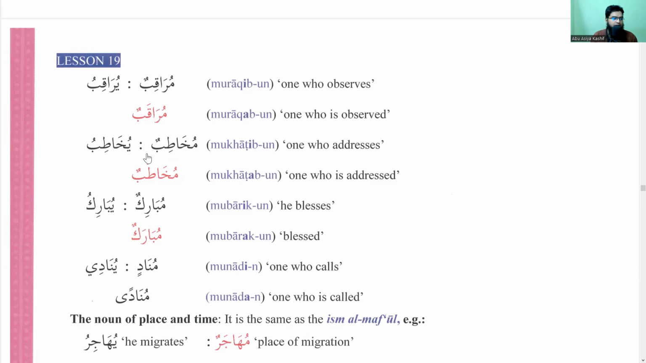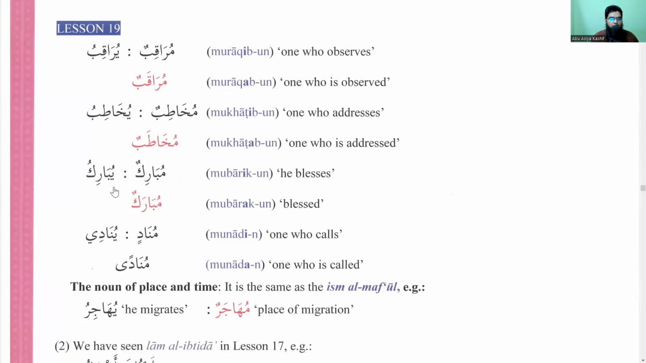Okay. Mukhatibun. Yukhatab. Khataba yukhatibu is to address someone. So mukhatib is the addresser and mukhatab is the addressee. One who addresses and one who is addressed, mukhatab. And then baraka yubariku is to bless. So mubarik is the one who blesses. Mubarak is the blessed one.